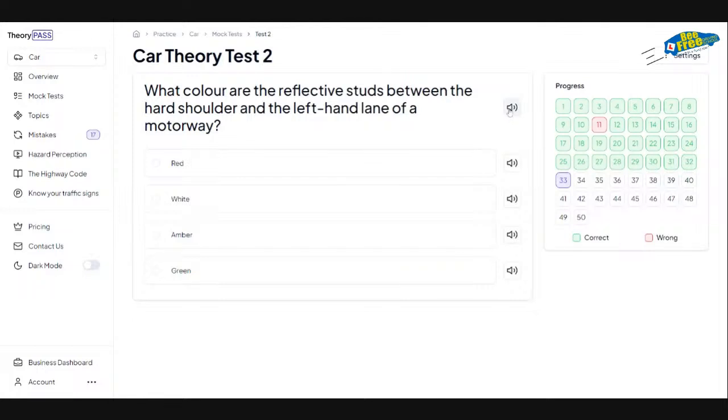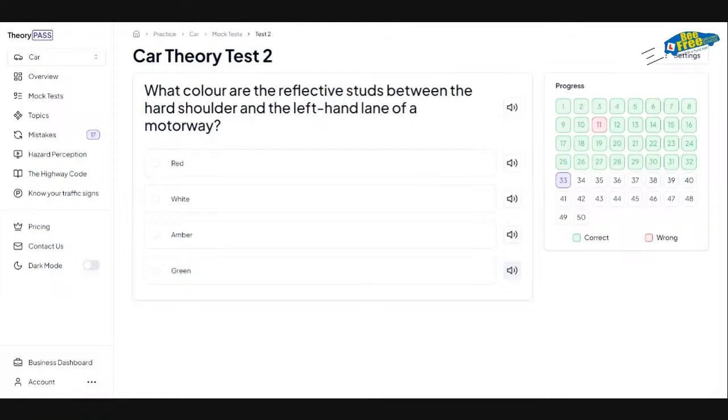Question 33. What color are the reflective studs between the hard shoulder and the left-hand lane of a motorway? Okay, this is testing my knowledge. Right. Red, white, amber, green. So how well do you know your reflective studs? They're called cat's eyes. They light up at night so that you can see where you are on the motorway. So, process of elimination. I know the white ones are in between the lanes. So it's not that answer.